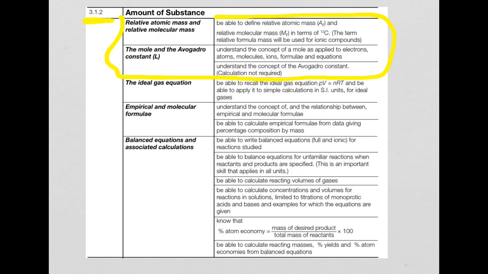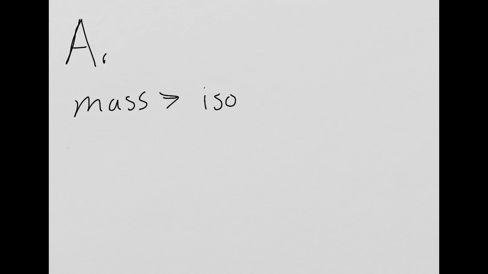We're going to start with relative atomic mass, which is represented by the symbol Ar. There are many definitions for it, but the one I use is the average mass of an atom of an element, taking into account its naturally occurring isotopes, relative to 1/12 the mass of carbon-12.